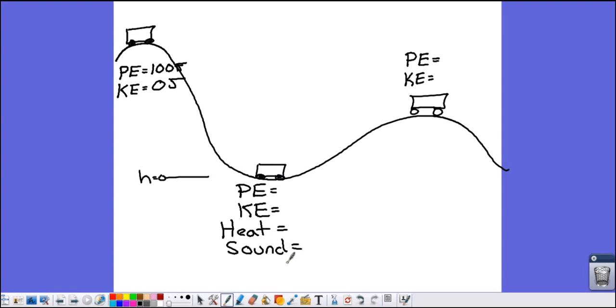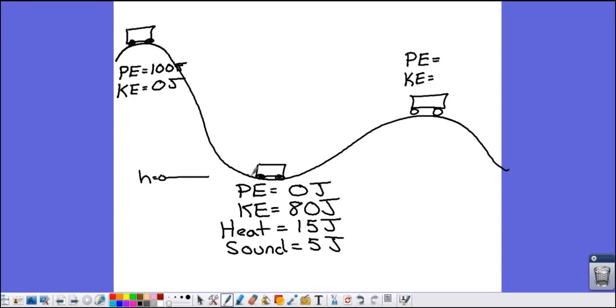So now at the bottom again, the height is 0, so your potential energy is 0. And then you've got this 100 joules that's been converted into a few different types of energy. Say 80 joules of kinetic energy. That means there's 20 joules left for the heat and the sound. So let's say 15 joules becomes heat and 5 joules becomes sound. Again, they add up to a total of 100 joules worth of energy.